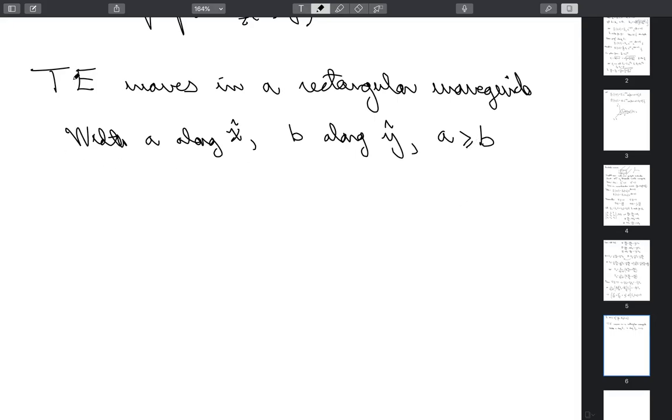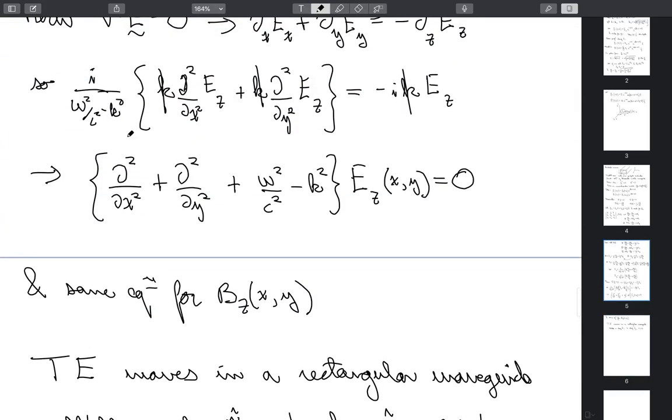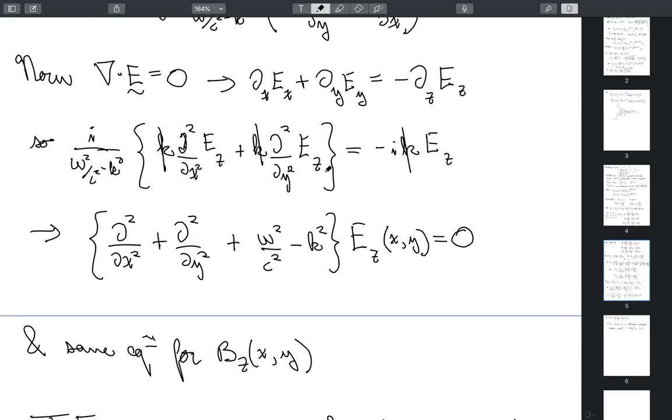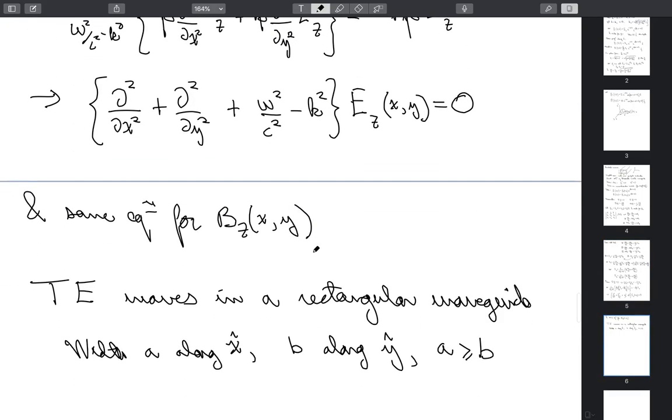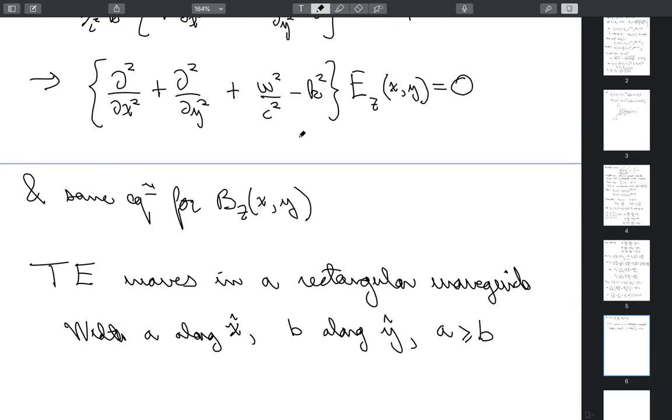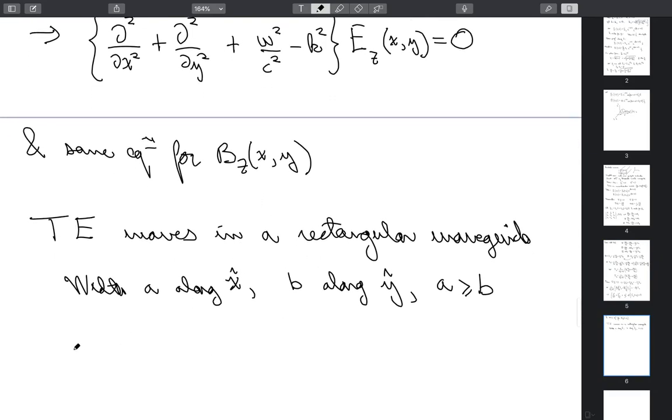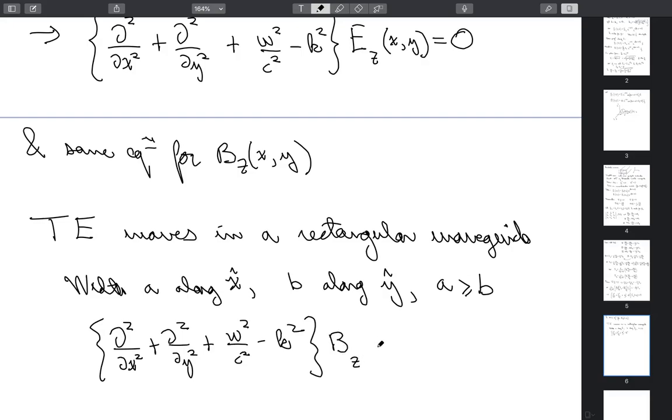So, because we're doing transverse electric waves, the Ez part of the electric field is going to be 0. Okay, but we said we had the same equation for Bz, so we're going to need to solve this equation for Bz in the geometry that we have. So our fundamental equation is then d²/dx² plus d²/dy² plus omega squared over c squared minus k squared, acting on Bz of x and y. This must vanish.